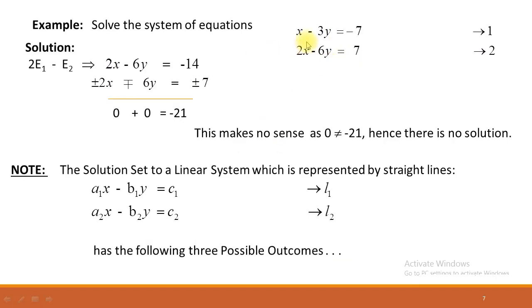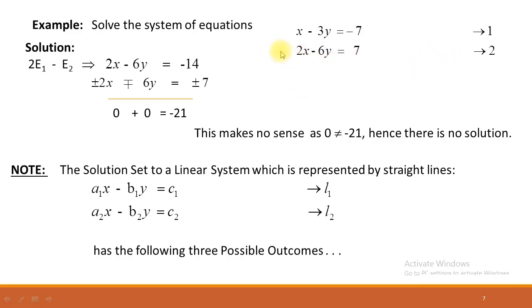Now another example. In this example we again have two non-homogeneous linear equations. So x minus 3y is equal to minus 7, this is equation number 1, and 2x minus 6y is equal to 7, this is equation number 2.